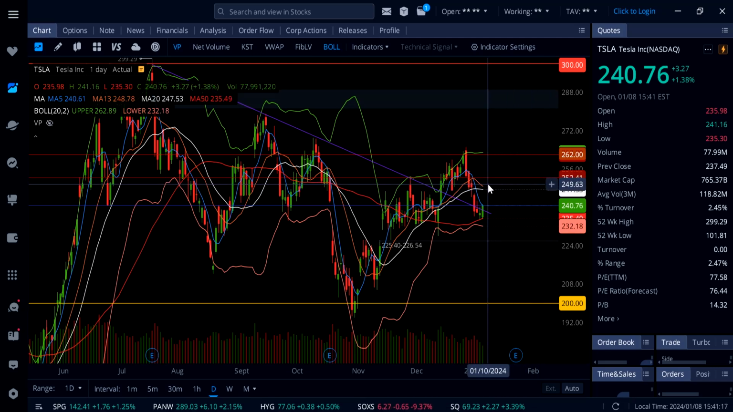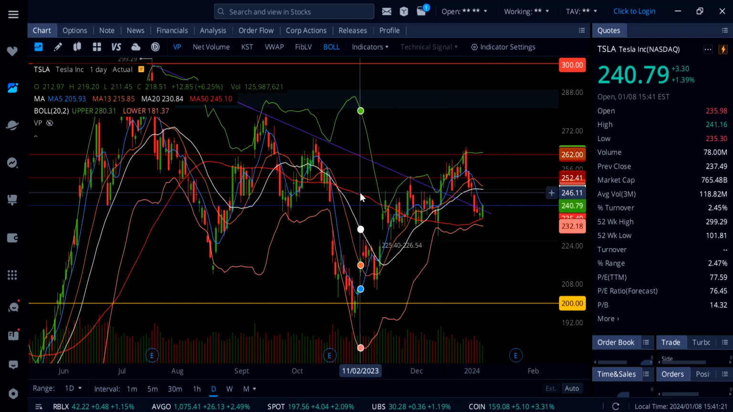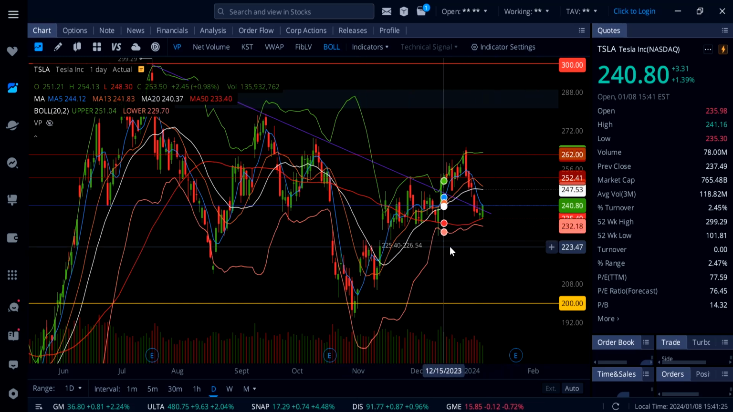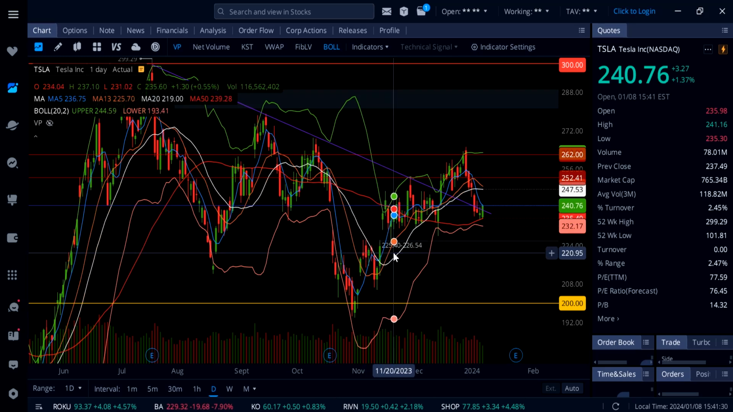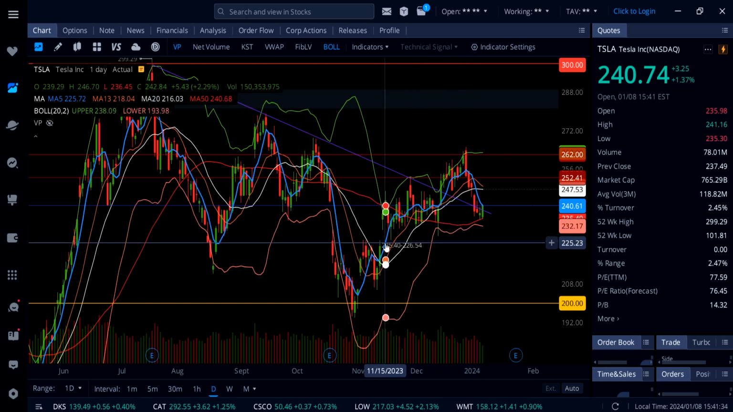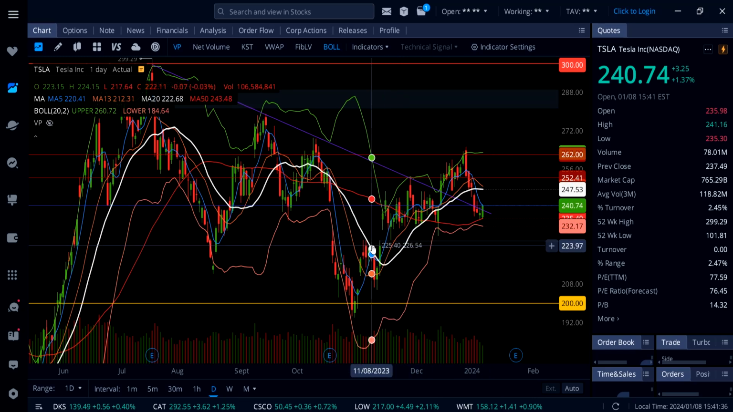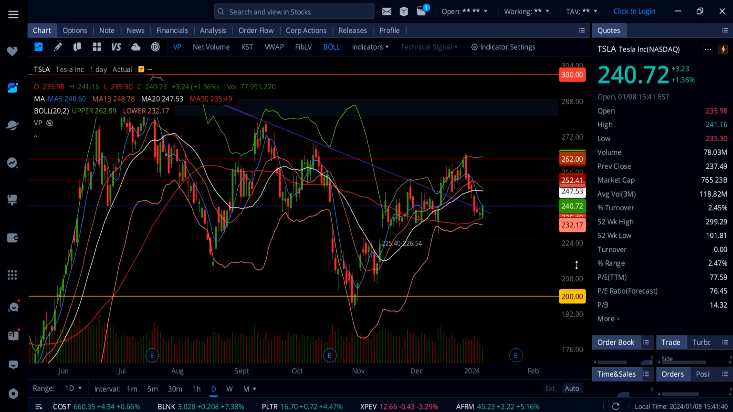If Tesla cannot hold 241, then watch out for a dump down to the 50-day moving average at 235, and then the lower Bollinger Band at 232. We also have this gap down here at 225.40, and if it comes down and fills this gap, that's going to be an absolute dip buy on Tesla.